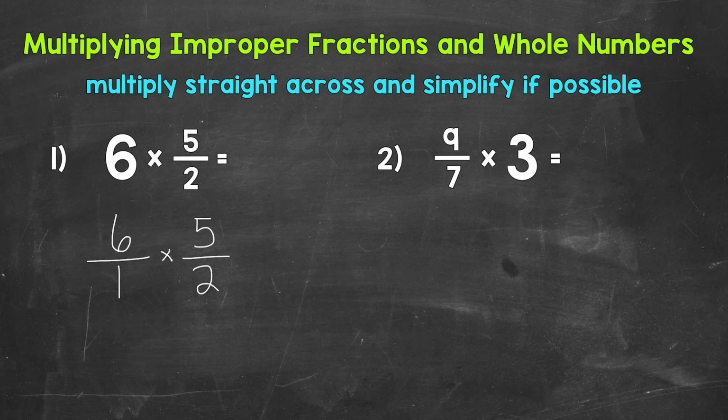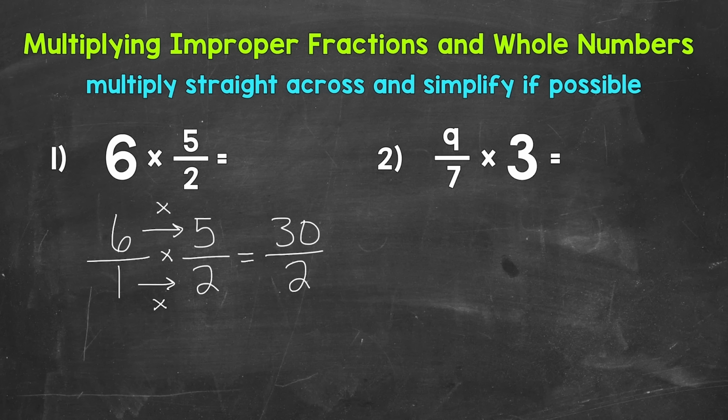times 5/2. Now we can multiply straight across. Since we rewrote that whole number in fractional form, we have a numerator and a denominator. Let's start with the numerators. So 6 times 5 is 30. Now for the denominators, 1 times 2 is 2. So we end up with 30 halves, 30 over 2.